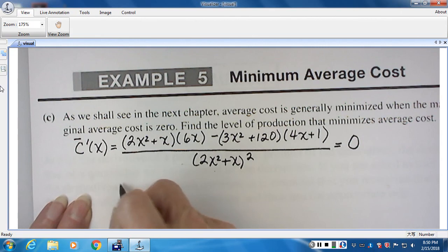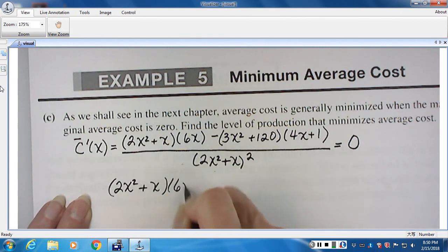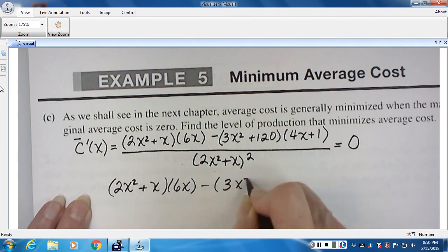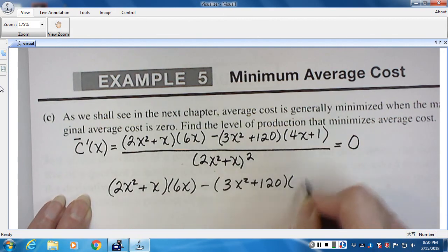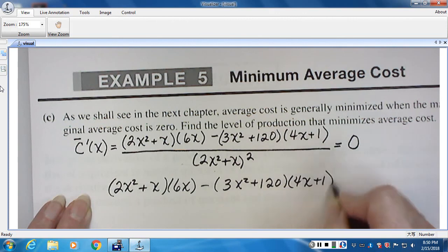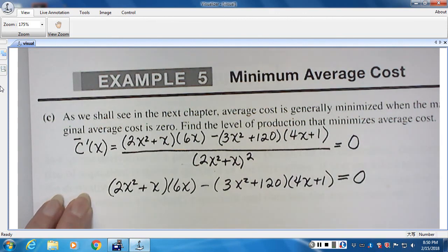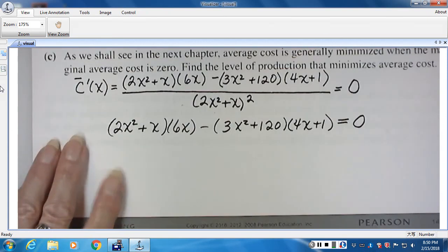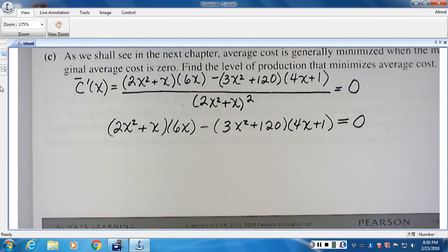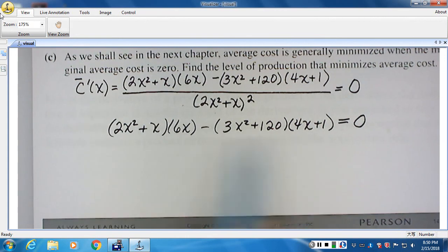That's all we really care about, finding a value that's 0. So what we're going to do is take that 2x squared plus x times 6x minus 3x squared plus 120 times 4x plus 1, and find out where it is equal to 0, because that's really what we care about. And it would be easier to do that, sadly, if we simplified it. Remember, we only do any kind of simplification, any kind of algebra, if it helps us do something else. This time it's going to help us, because I don't think I want to figure out what causes any of that to be 0.